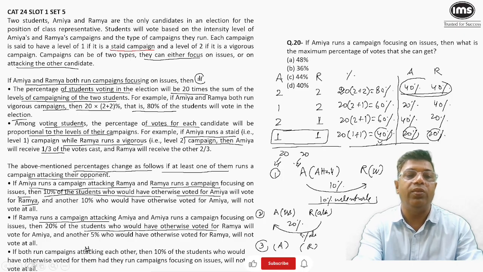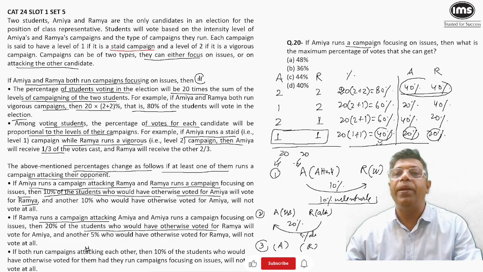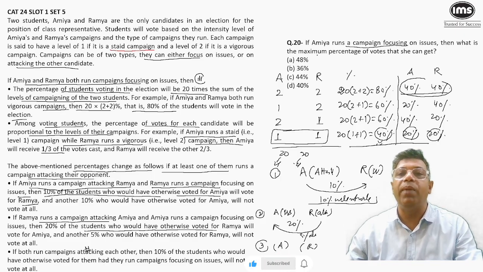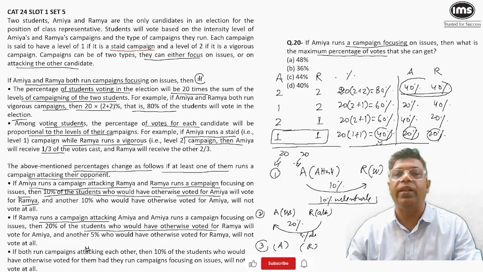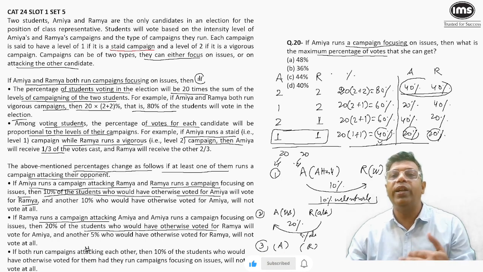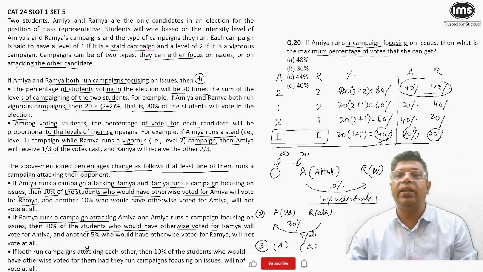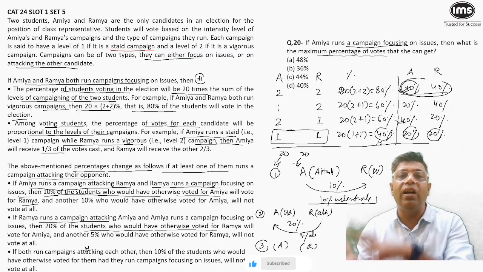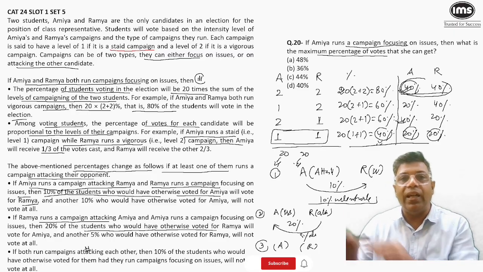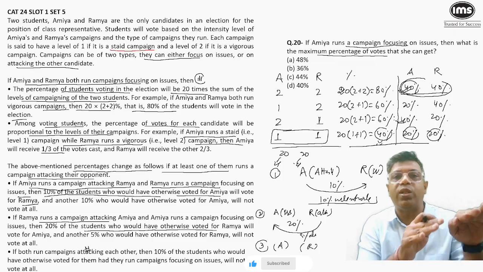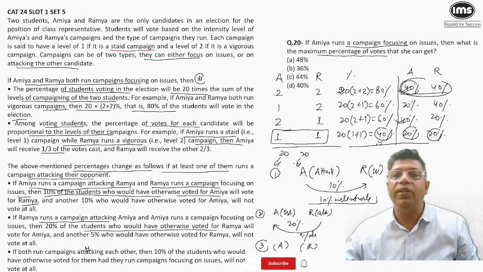Now let's read this one. If Amya runs a campaign focusing on issues, then what is the maximum percentage of votes that she can get? Now, Amya has to get the maximum percentage of votes. In that case, I will take that she is going to get at least 40%. Either take this scenario or this scenario. Now, I want to maximize the vote for Amya. So, I'll assume that Ramya is running an attack-based campaign. In that case, some of the votes will switch to A. So, I will go for this scenario.